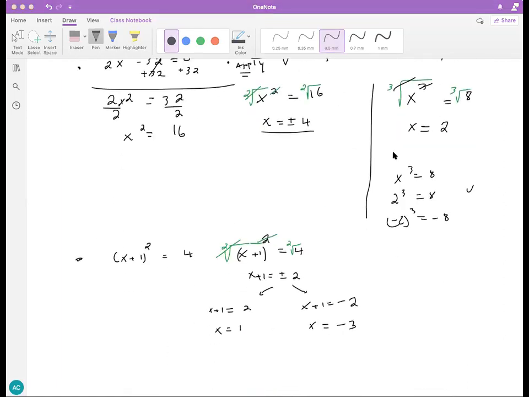Okay, so that's the one method. Now we're going to move on to the next method of solving equations, and this one is called completing the square. That's basically when you don't have a perfect square, and we need to find one. Let's see what that section is.